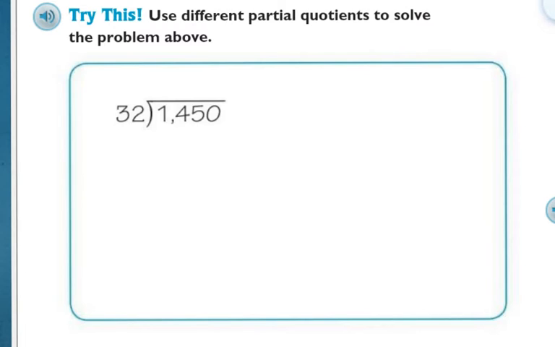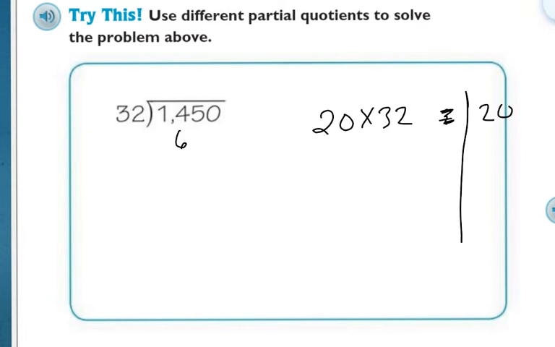Okay, so I have 1,450 going into 32. Now, if I were to do this by 10, 10 is 320. Well, we know it's going to be way more than that. So we could just multiply by 20 and see how that goes. So if we have 20 times 32, okay, so now over on this side, we're going to put our 20. Okay, then 20 times 32 is 640. So I'm going to subtract 640.